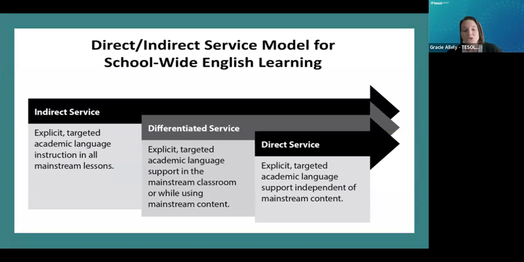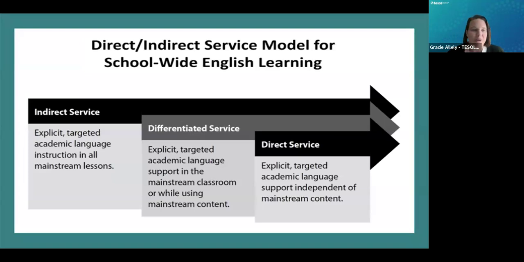So this indirect service is the goal of school-wide English learning. The goal is to have all your teachers, your history teacher, your math teacher, your science teacher, all being able to provide that explicit academic language instruction for their students across the day, so that our English learners are not simply getting that explicit instruction in one period, but getting it across the entire day.